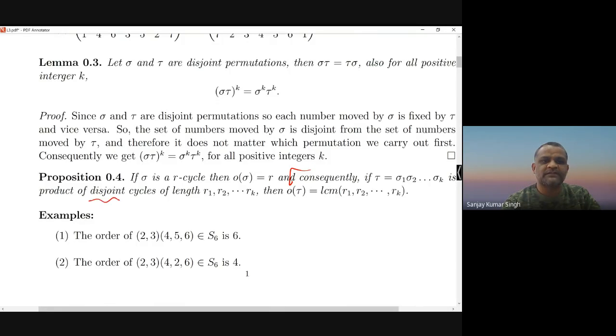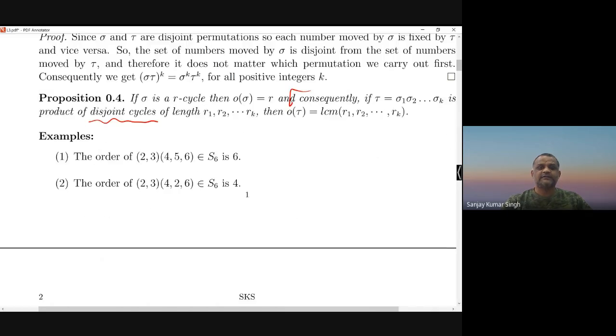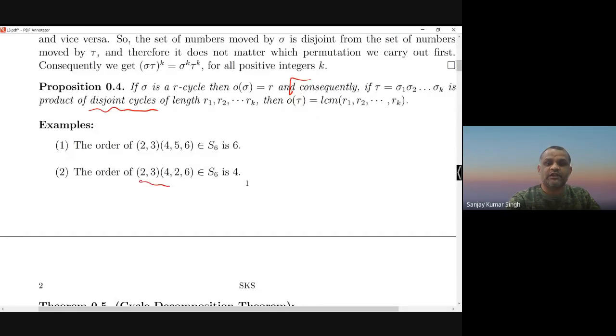Yes, this disjoint cycle condition is very important, and here you can see that these two cycles are not disjoint. Why? Because 2 is common here and 2 is common here, so these two cycles are not disjoint. So what to do? How to get the order then? Then I will write them as a disjoint product.